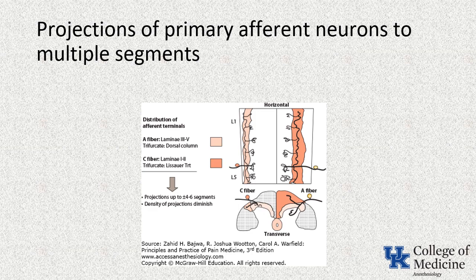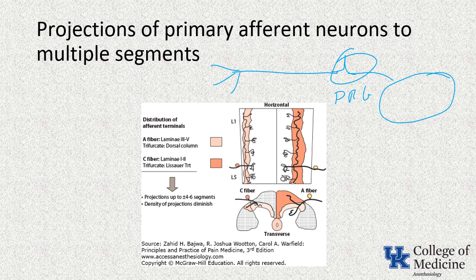When these primary afferent neurons come into the spinal cord, they don't necessarily synapse at that level. They can actually travel up or down. Some say 0 to 6 segments before they actually synapse on their corresponding secondary order neuron. And this is known as Lissauer's tract.